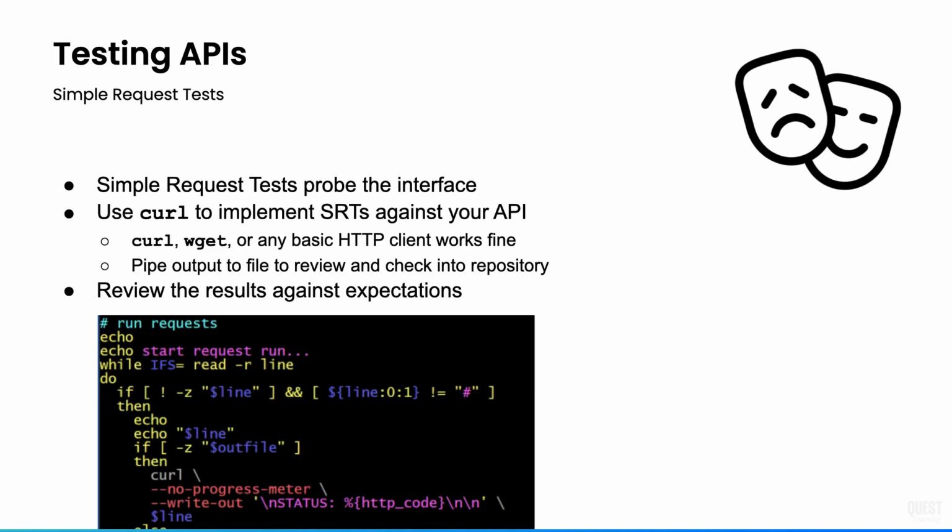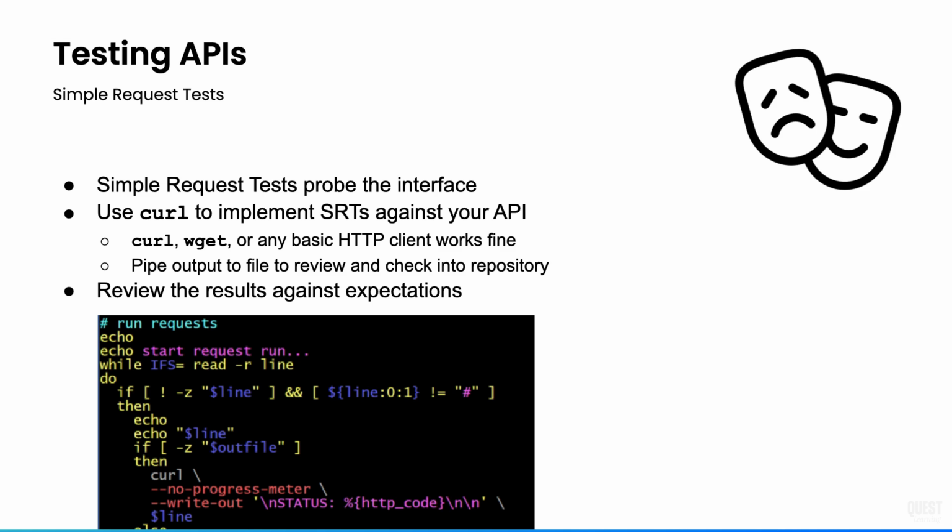I use curl to implement my SRTs, and I script the curl to also create output. You can use curl, wget, or any basic HTTP client, but I encourage you to use a command line client. Don't get too tied up in UI at this point in the game. Just write some tests that you know you can call from the command line and repeat over and over again.